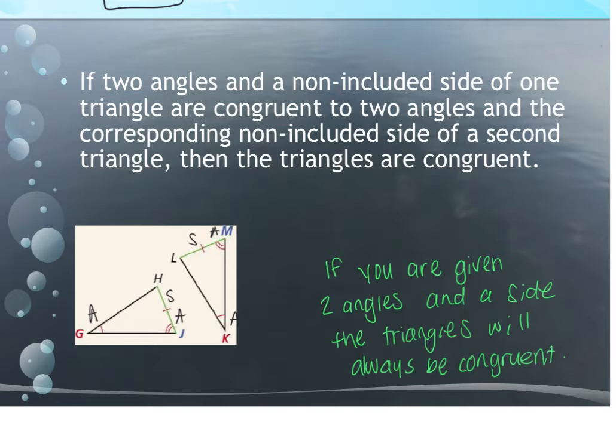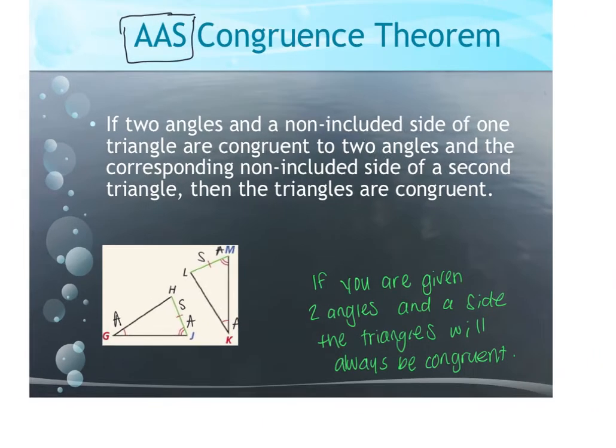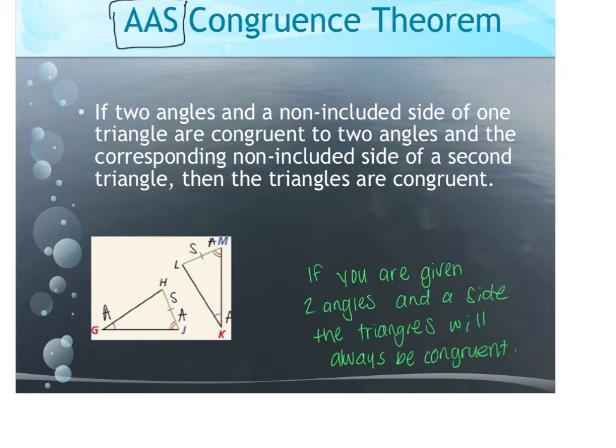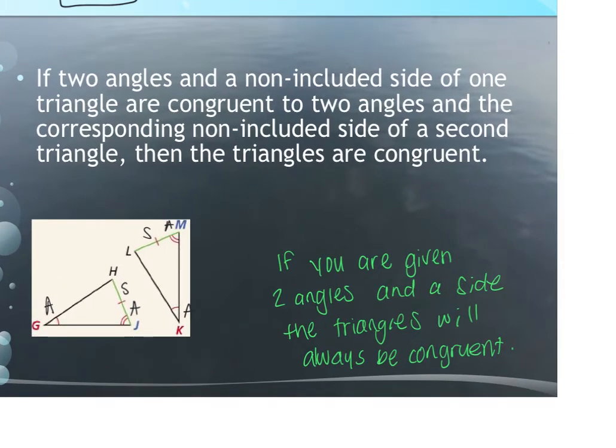Okay, but what differs is why they're congruent. So you have to make sure that you're paying attention to which congruence theorem you're applying. If the side is in between the two angles, then it's ASA. If the side is outside the two angles, it's not the included side, then it's AAS, angle, angle, side. I'll give you guys another second to copy this down.